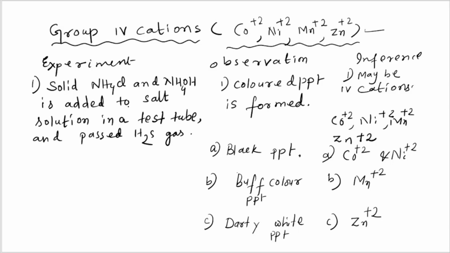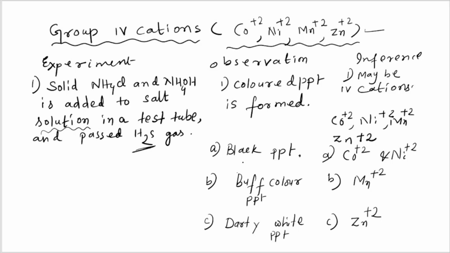That means here you will take ammonium chloride and ammonium hydroxide saturated solution and add it to the salt solution. Remember, you should add to the salt solution because it is known as the wet test. Then you will pass H2S gas. Then a colored precipitate forms; different ions give different colors. So if a colored precipitate is formed, it may be group 4 cations. Out of 4, one may be present, and you should know the color of all the precipitates after adding NH4Cl, NH4OH and passing H2S gas.